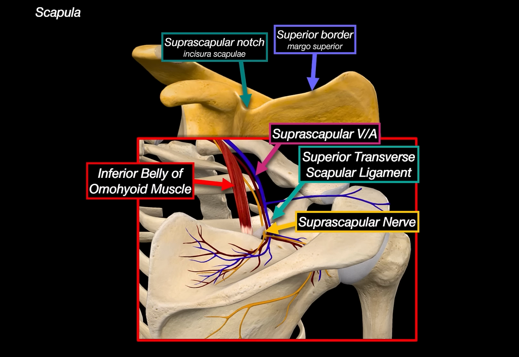Another thing here, we can see the inferior belly of the omohyoid muscle attaching to the superior border of the scapula. It crosses the posterior triangle of the neck and serves as an important surgical landmark, although functionally it helps with depressing the hyoid bone.